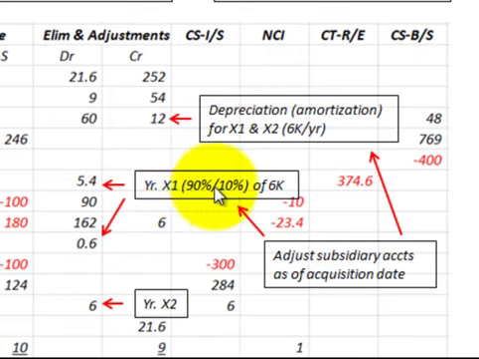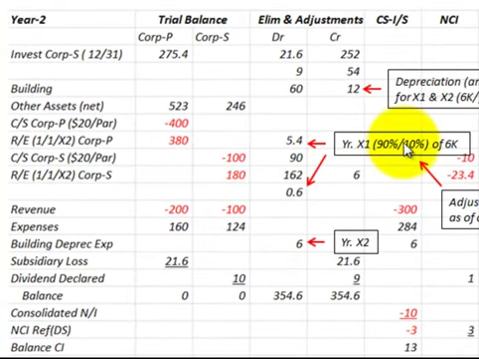For year 1, we take a 90-10% split of the first year's depreciation of $6,000. So retained earnings for corporation P would be reduced by $5,400, and then the retained earnings for the subsidiary's amount would be reduced by $600, and those total up to $6,000 for the first year. And then the second year we would increase our building depreciation expense by $6,000.